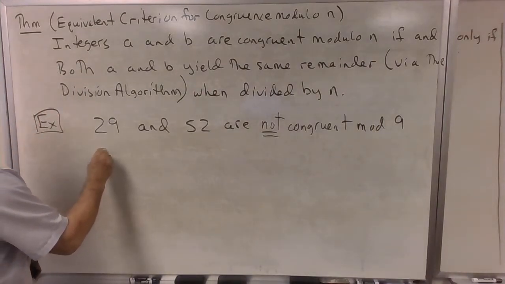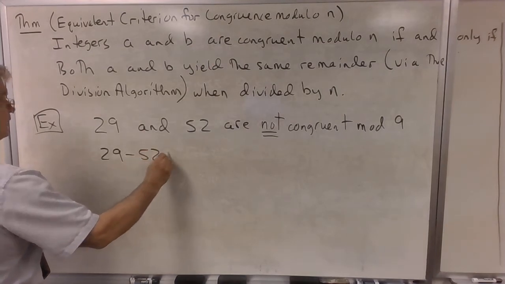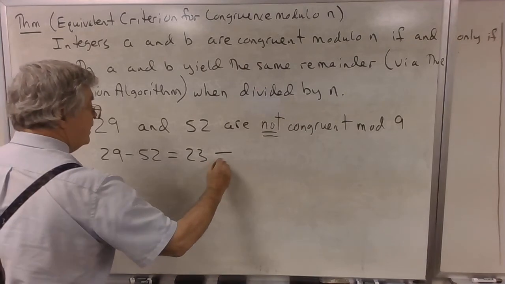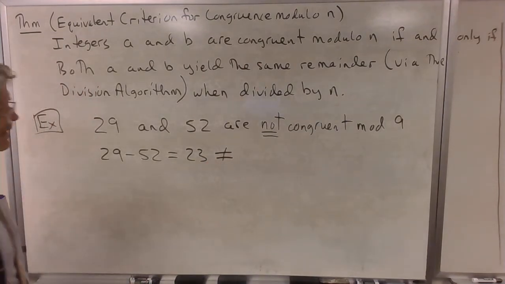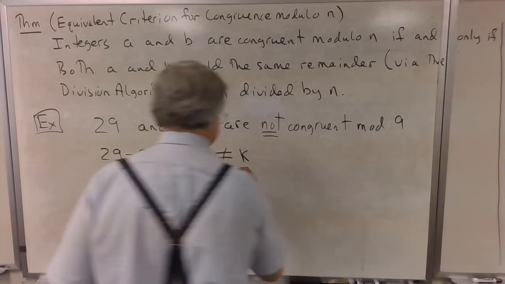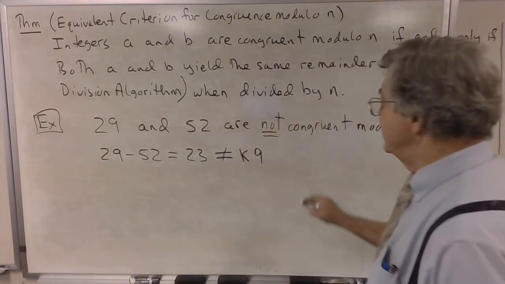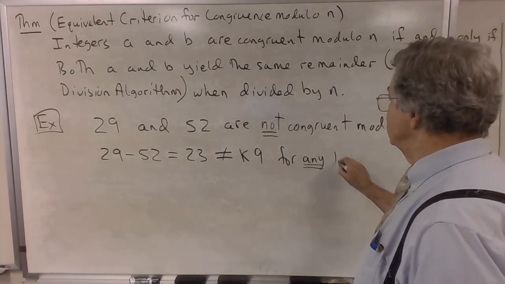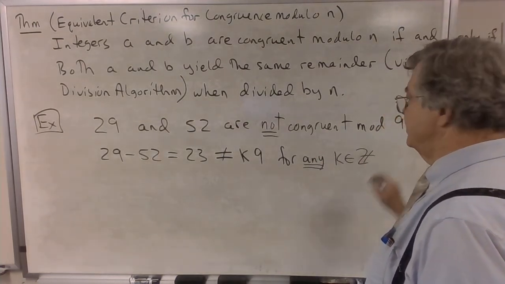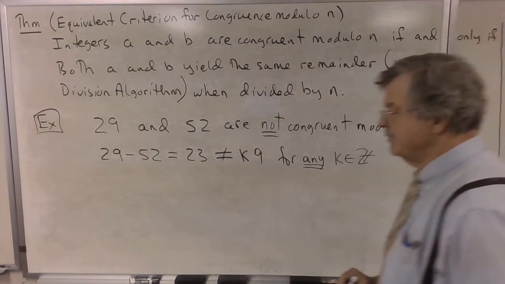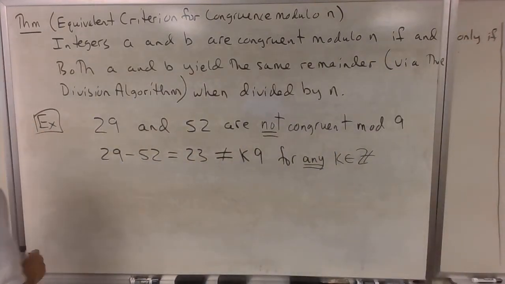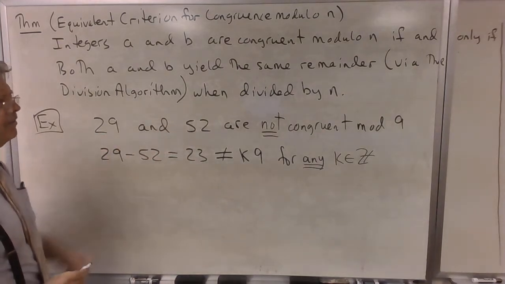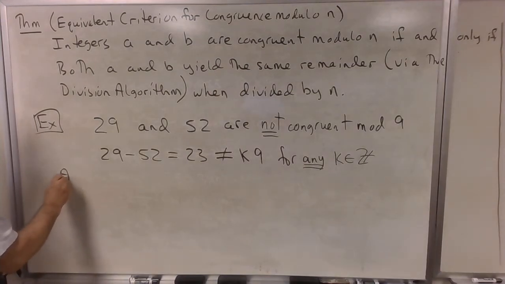We can say that 29 minus 52 is what, 23? And 23 is not equal to some integer times 9, for any integer k. So that's one way that we can show that 29 and 52 are not congruent mod 9.